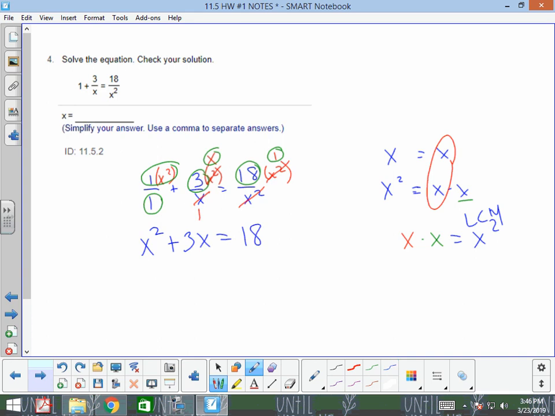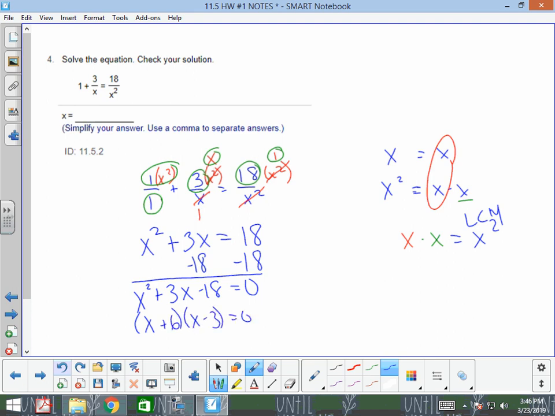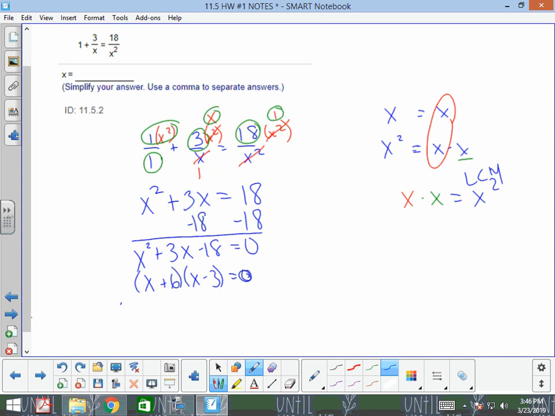Now remember, when you have an exponent that's 2 or more, you have to use the factoring rule. So that means I need to get it in standard form. So I'm going to subtract 18 from both sides. X squared plus 3x minus 18 equals 0. Factor: x plus 6, x minus 3. And then we take each factor. X plus 6 equals 0. X minus 3 equals 0. So x equals negative 6 and x equals positive 3.